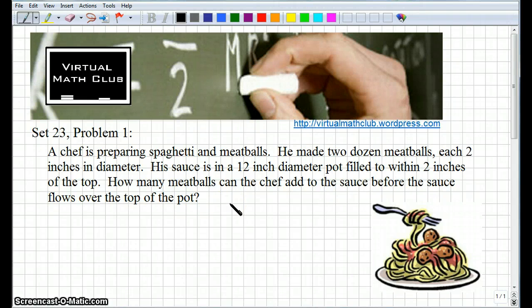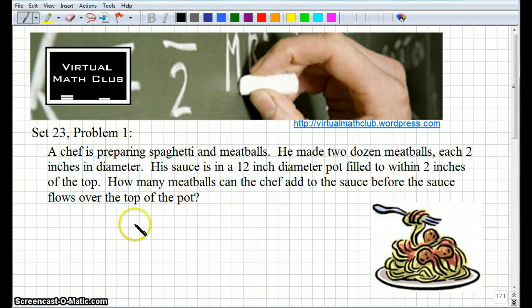All right, problem number 1. A chef is preparing spaghetti and meatballs. He's made 2 dozen meatballs that are each 2 inches in diameter, and he has some sauce in a pot that is 12 inches in diameter and filled to within 2 inches of the top. How many meatballs can the chef add to the sauce before the sauce overflows the top of the pot?